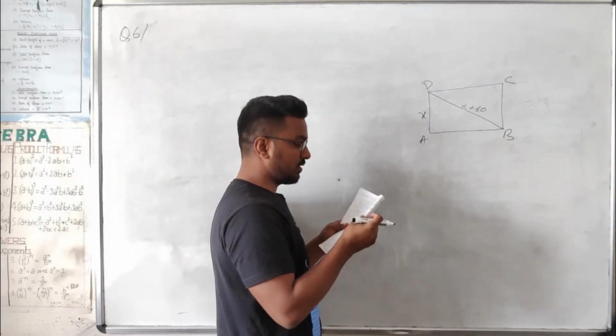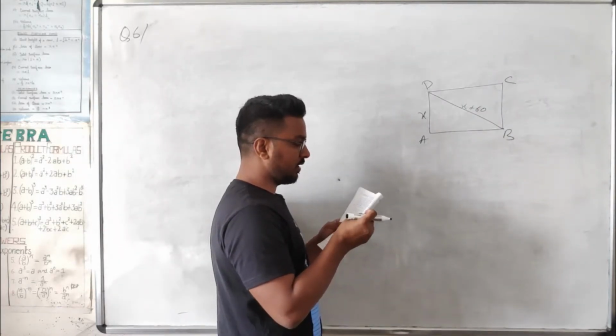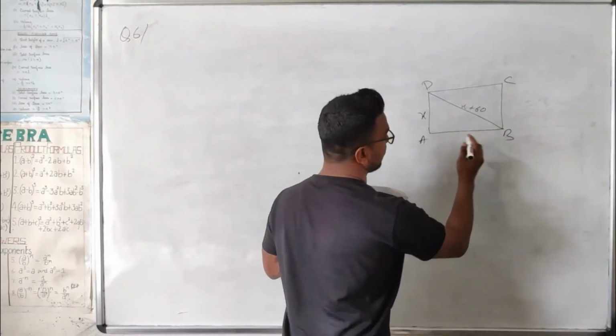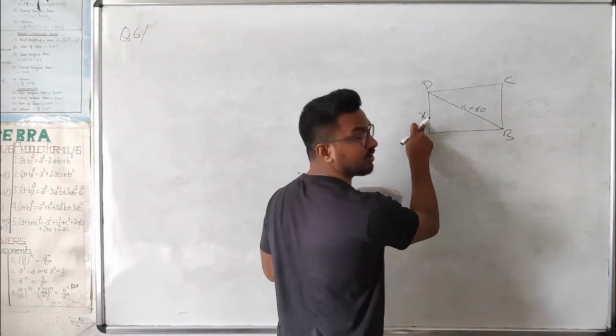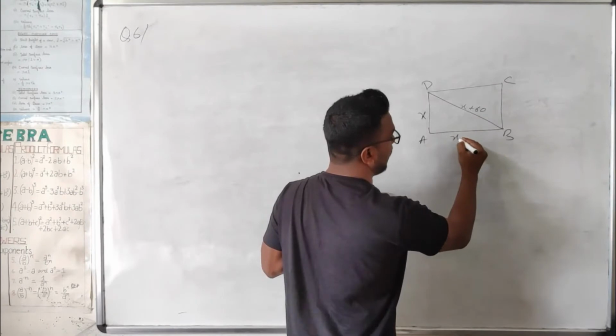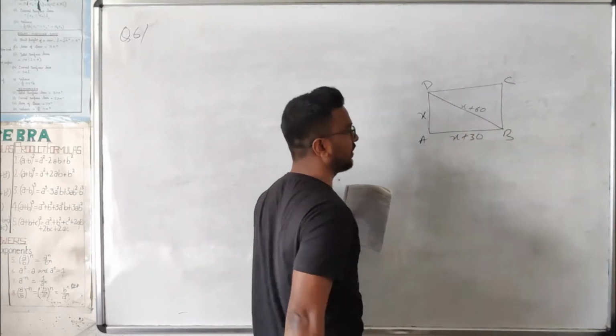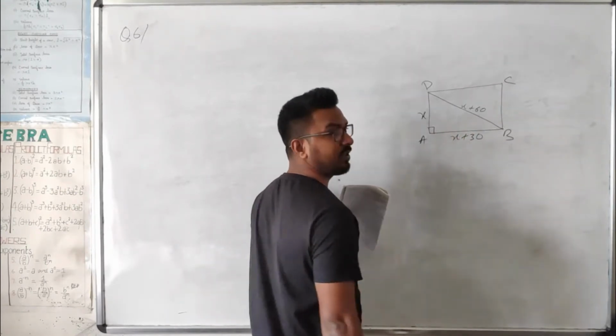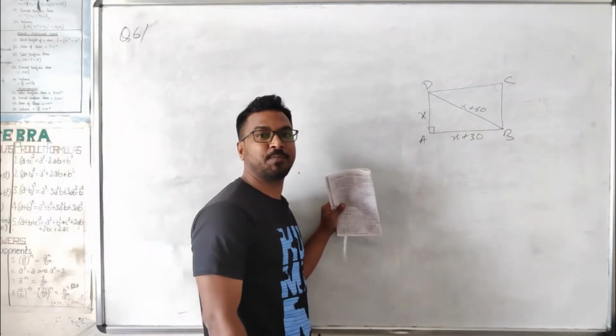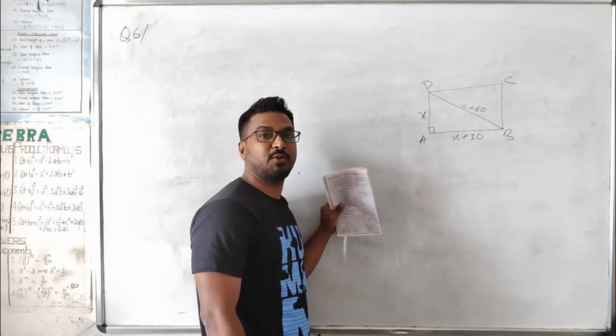If the longer side is 30 meter more than the shorter side, okay, the length is given 30 meter more than the shorter side x, so this will become x plus 30. Now this is a right angle triangle, right? So which formula we'll be using? We'll be using Pythagoras theorem.